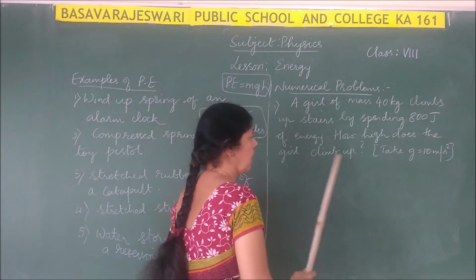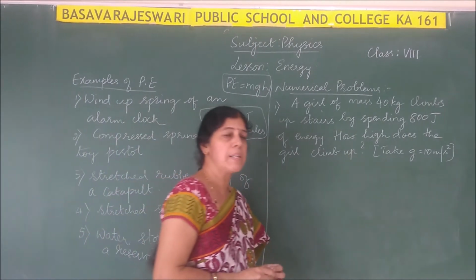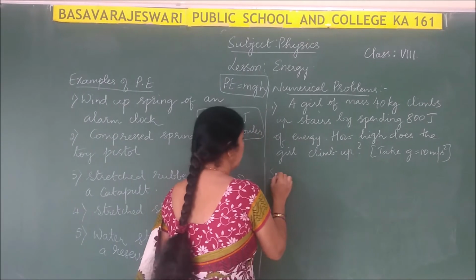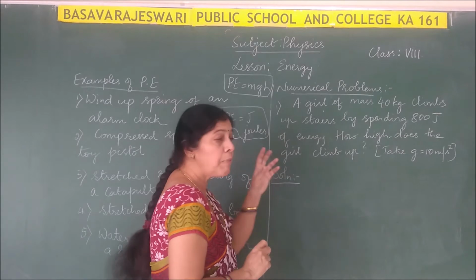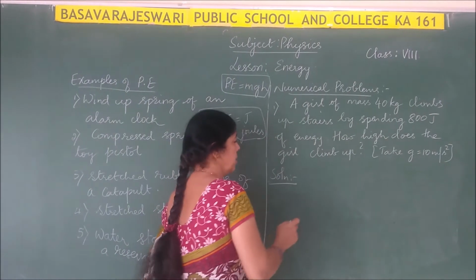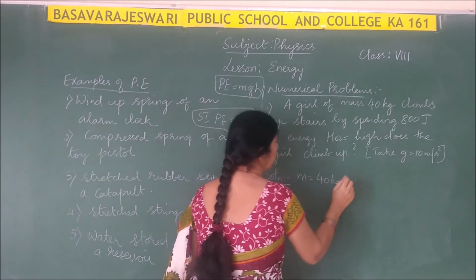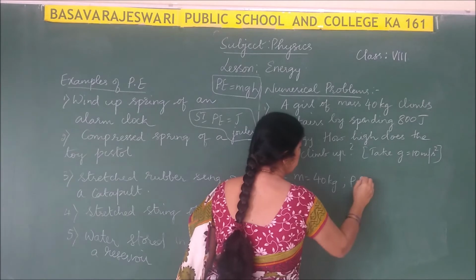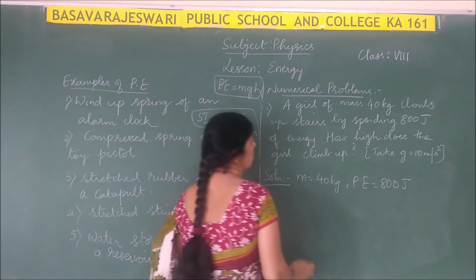How high does a girl climb up? We are provided with the value of g as 10 meter per second square. Already in my previous classes I have told you, whenever you are solving a problem, the first thing you have to write is the data given along with the correct units. So what is the data given for us? Mass of the girl is 40 kg. How much is the energy she is spending? That is potential energy is equal to 800 joules.